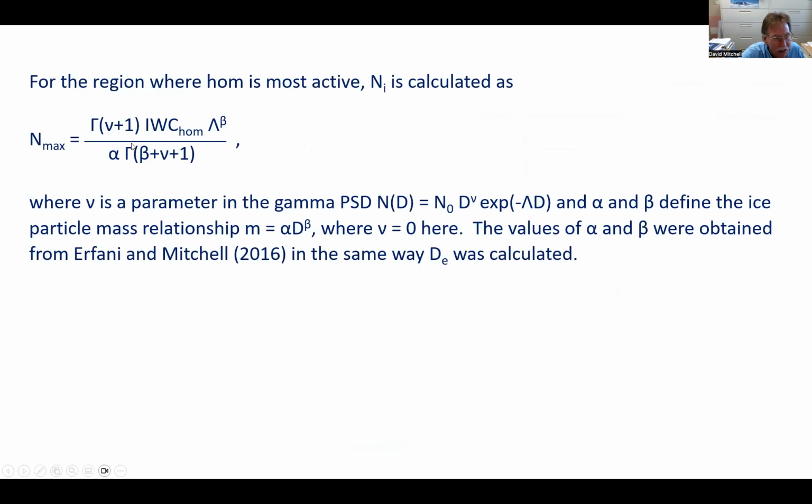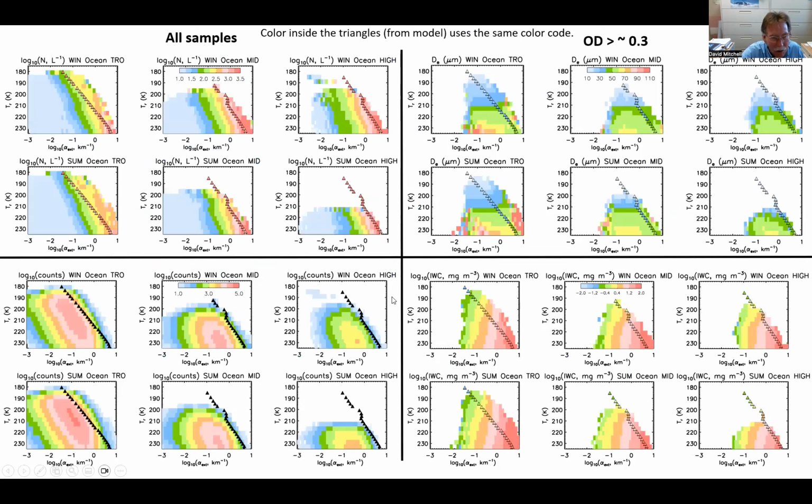And for number concentration, we use this equation. The slope parameter here is also for homogeneous nucleation. And the ice water content is too. And the alpha and beta values are from these mass dimension relationships, and we got those from Erfani and Mitchell. So when it's all said and done, this is what we get.